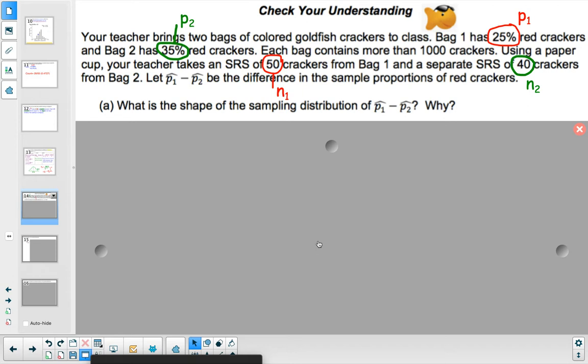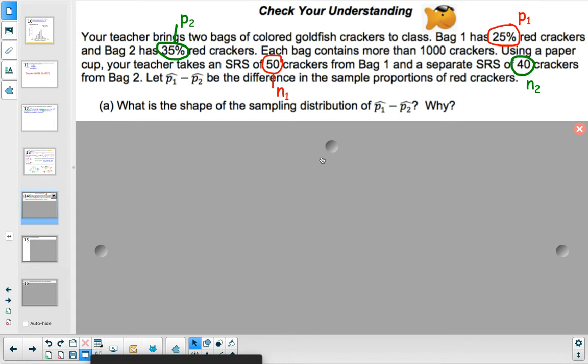Using a paper cup, your teacher takes a simple random sample of 50 crackers from bag 1 and a separate simple random sample of 40 crackers from bag 2. Let P1 hat minus P2 hat be the difference in sample proportions of red crackers. What is the shape of the sampling distribution of P1 hat minus P2 hat? Why? Now think about that sampling distribution. All possible samples of size 50 from P1, P2, those proportions that are red, subtract them, plot them on a graph.